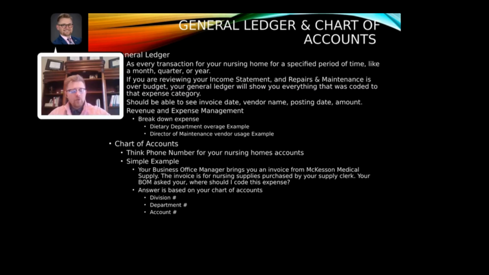It may be division 141, department 100, meaning nursing. Maybe department 100 is nursing. Account number 600030, meaning supplies. So you can see that invoice from McKesson for nursing supplies has an appropriate allocation, meaning this building bought it, so it's building 141, division 141. It supplies for nursing, so it's going to be the nursing department, which is identified by department 100. And then they are supplies, which is identified by account number 600030 or what have you.